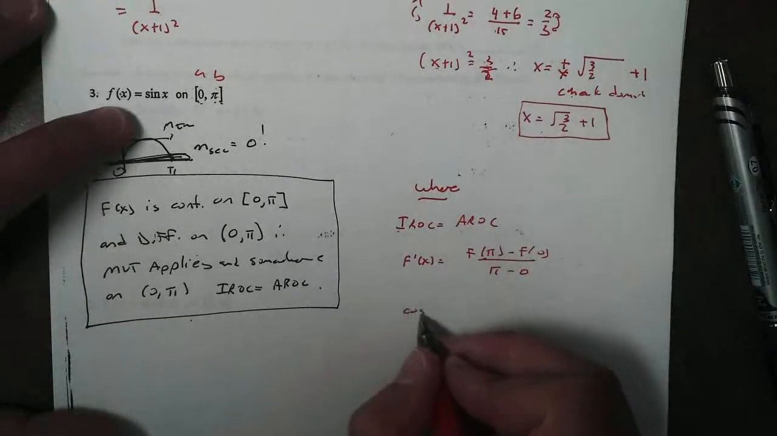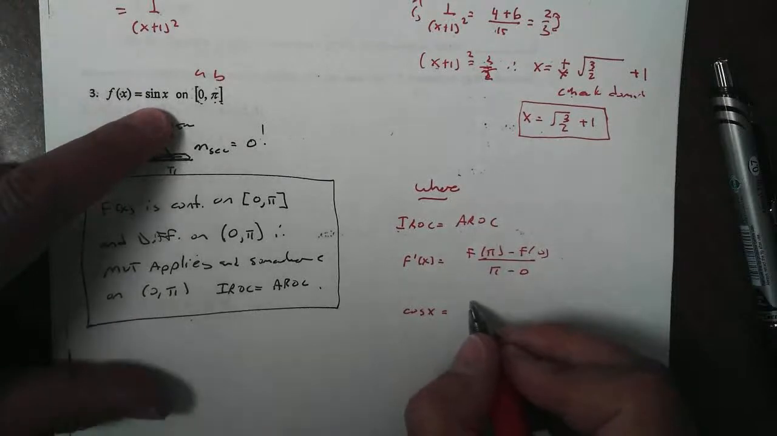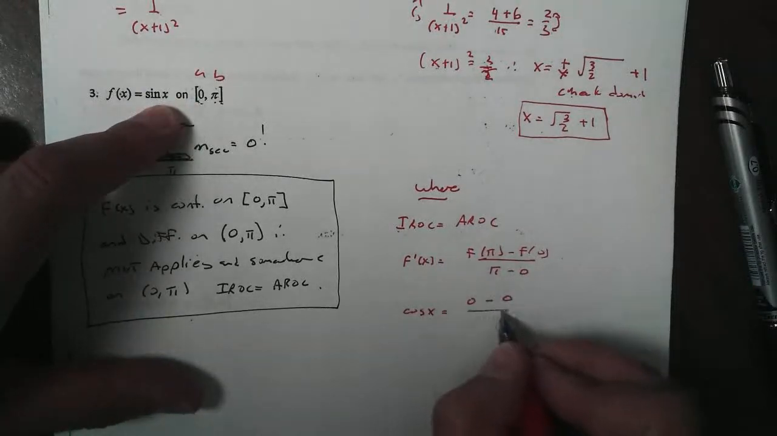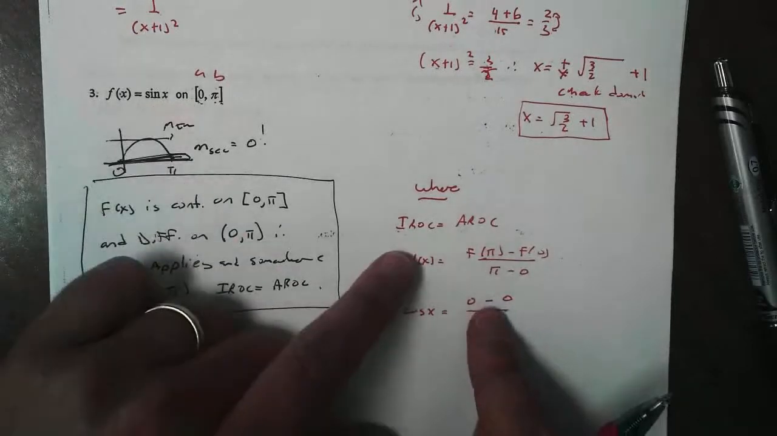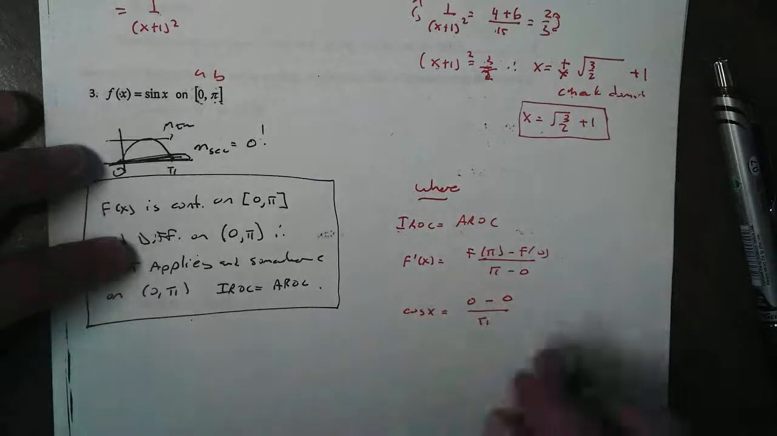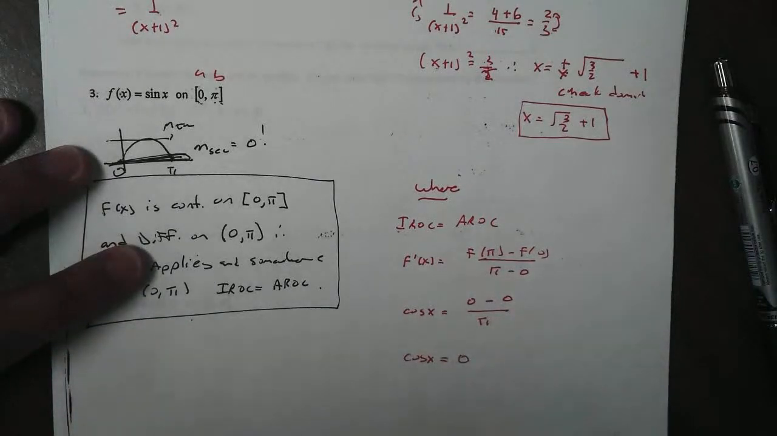So cosine of x, we get f of pi. Well, what's sine of pi? Well, that's just 0. Sine of 0, 0 over pi. And it kind of looks like somebody with buck teeth or something like that. Okay, so we know that cosine of x has to equal 0.